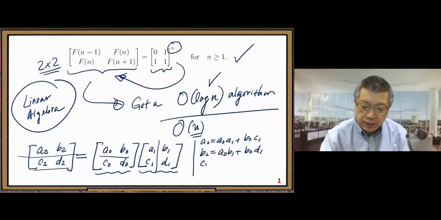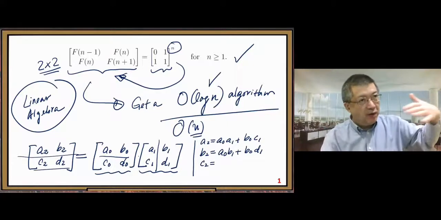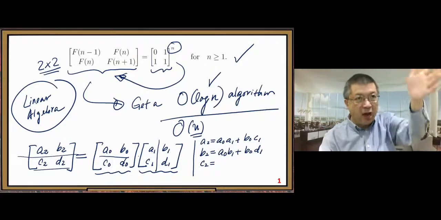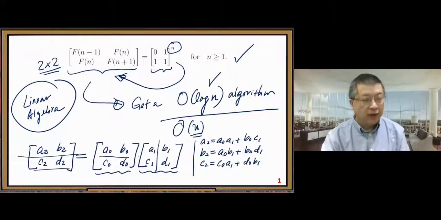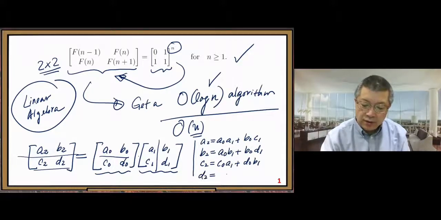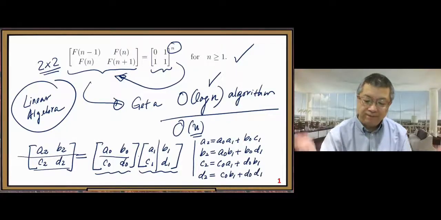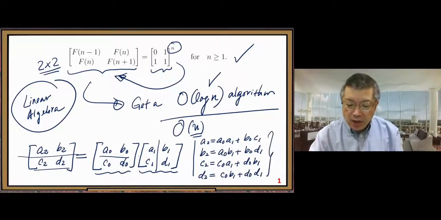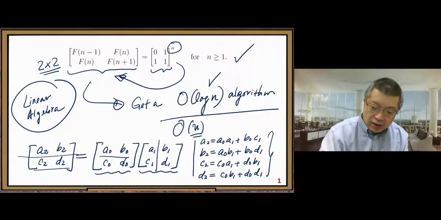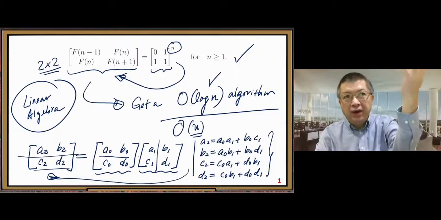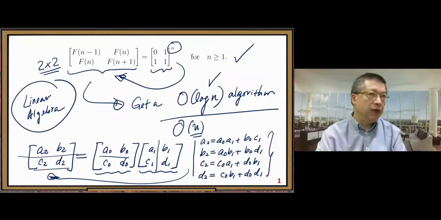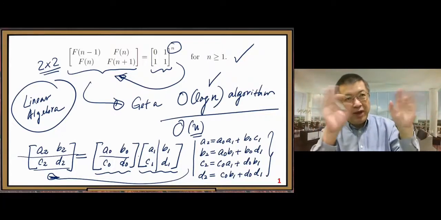For C2D2, C2 equals the second row, C0 D0, multiplied by the first column of the second matrix: C0 A1 plus D0 B1. Then D2 equals C0 B1 plus D0 D1. So you do these basic operations, and after that you arrange them in that 2x2 format. Then you get the result matrix product. That is the way you do the basic operation.